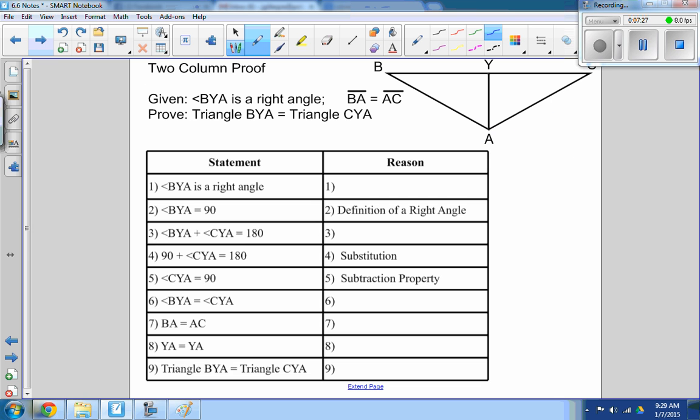Let's look at another two-column proof. We've got some stuff that's already filled in there for us. BYA is a right angle, and then BA is equal to AC. So first step's given. So we know BYA is 90 degrees. That's the definition of a right angle. BYA plus CYA equals 180. Well, that's the definition of a linear pair.